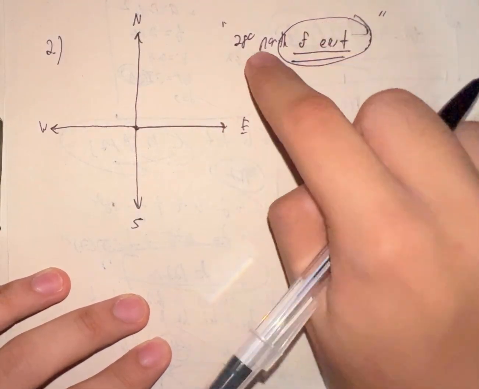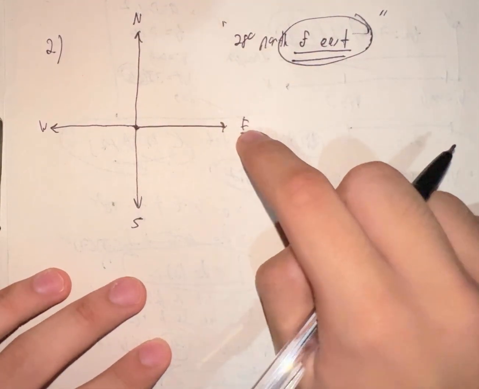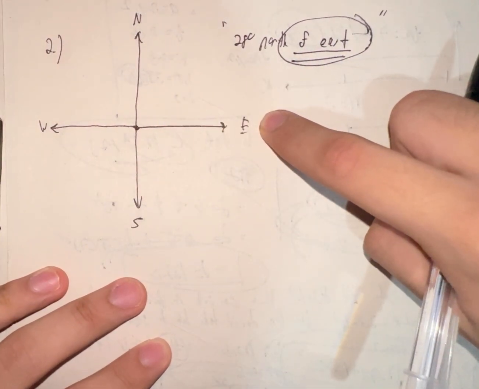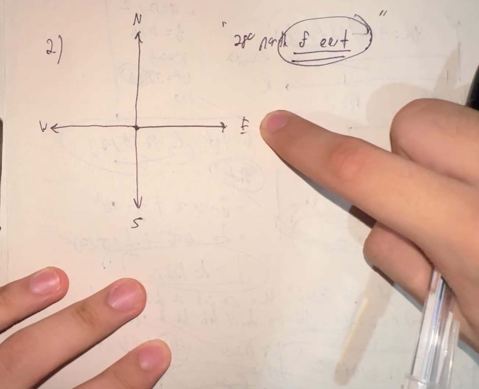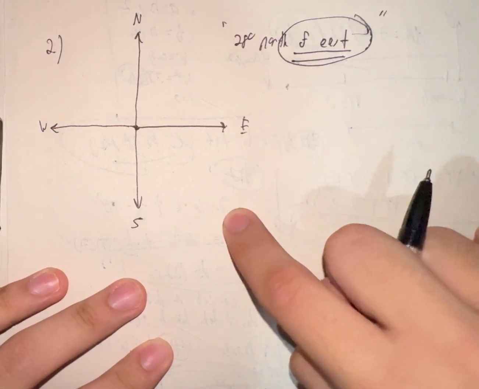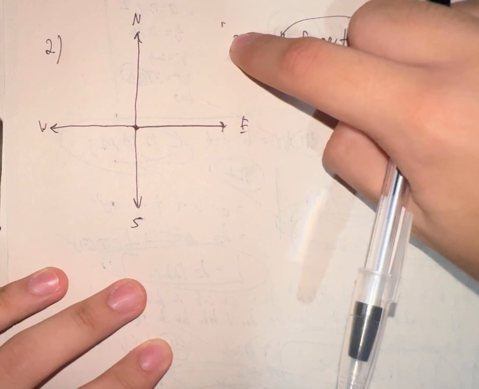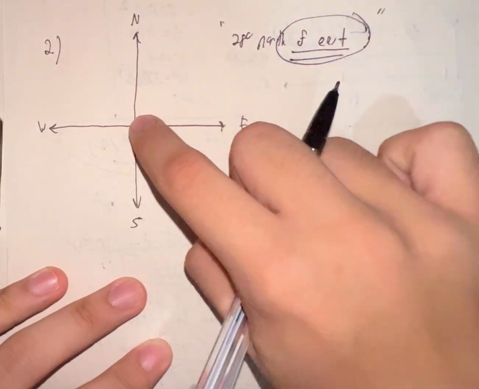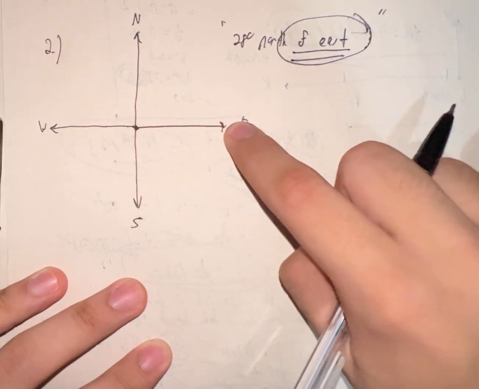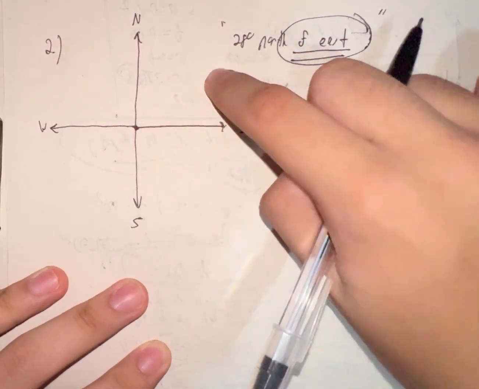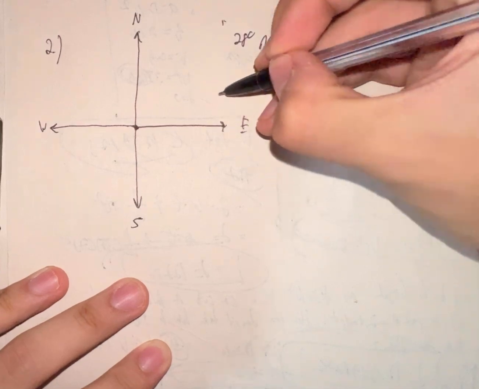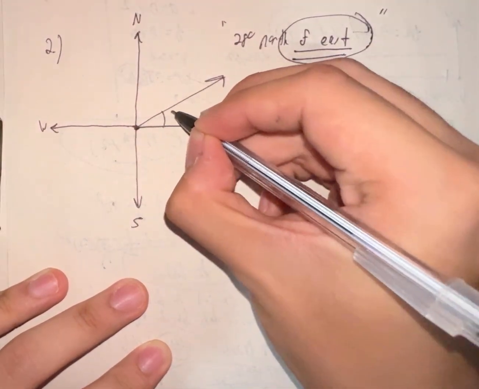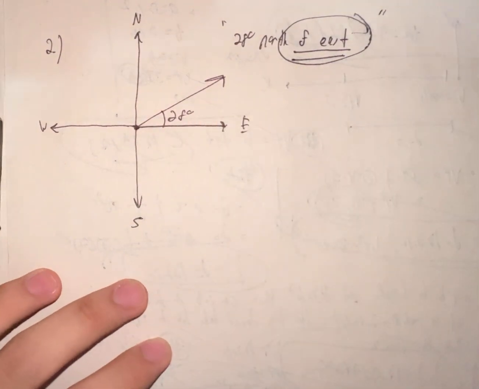Now it says north of east. We're currently at east. Which part of east is the north portion? Is it this one or this one? Of course it's this one. It's north. So this is the portion of north of east. We went from here up to there. Since the direction is going there, it's going to be like this, 28 degrees here.